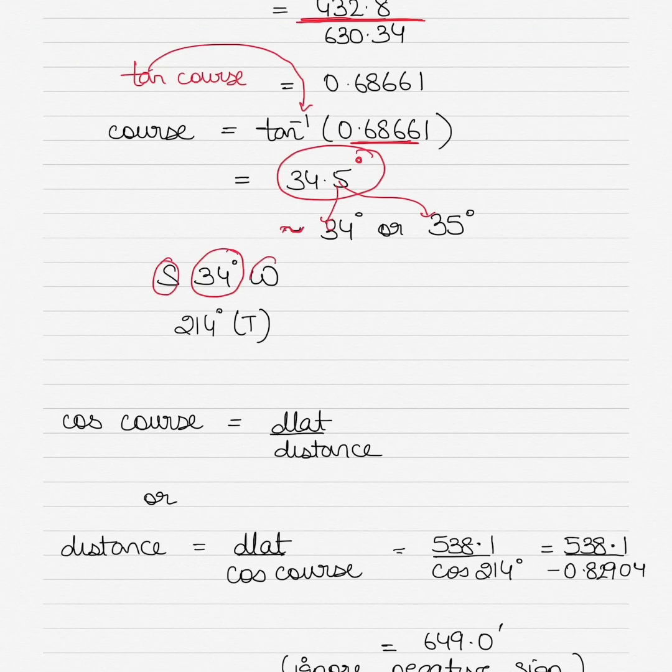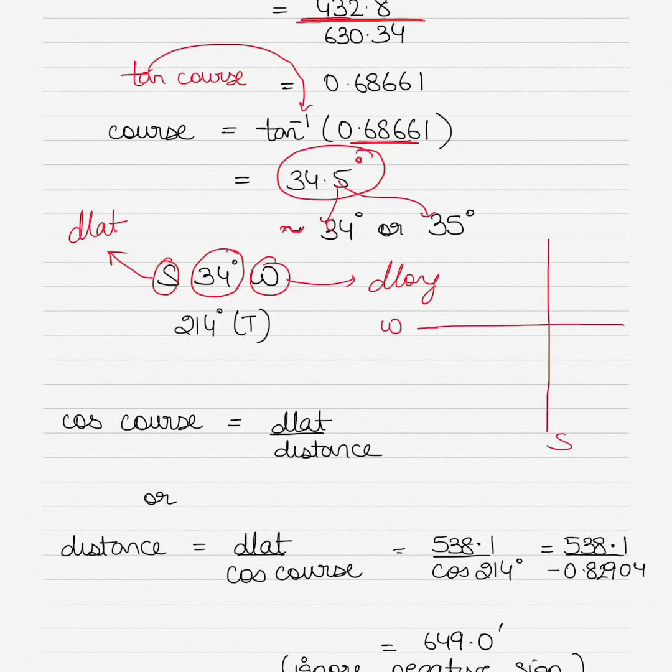And again, I have named it southwest because south comes from DLAT, that's correct, and west comes from Dlong. But this also tells me it's south 34 degrees west. So again, from south going to west, I will be going by 34 degrees and my course will be 180 plus 34 degrees, which is 214. If you have chosen 35 degrees, your true course will be 215.